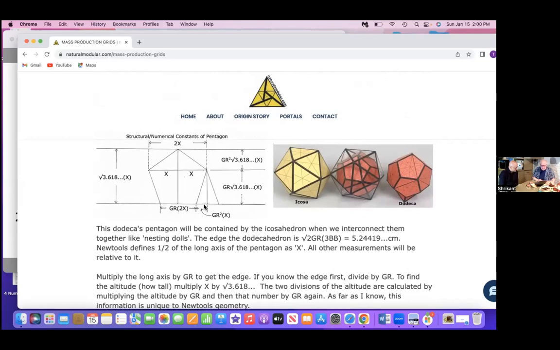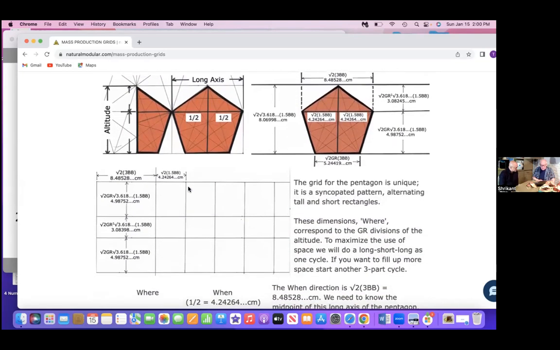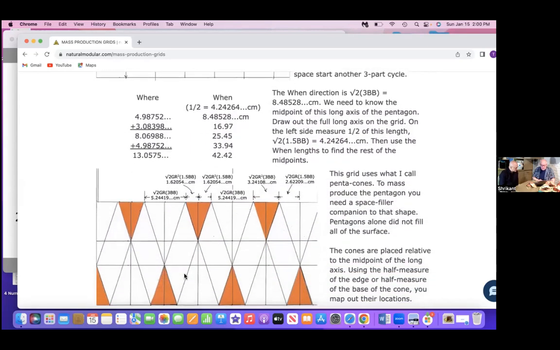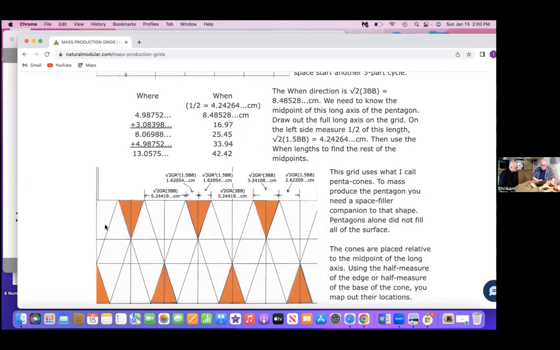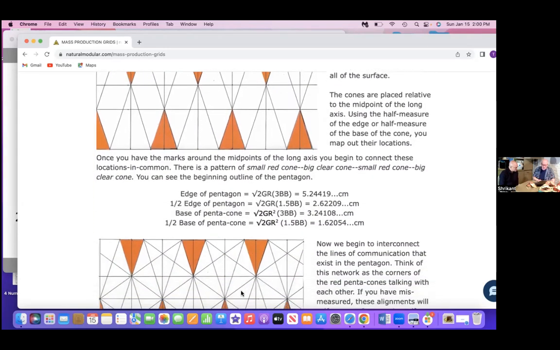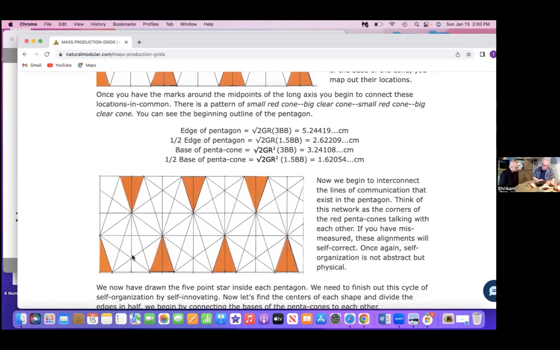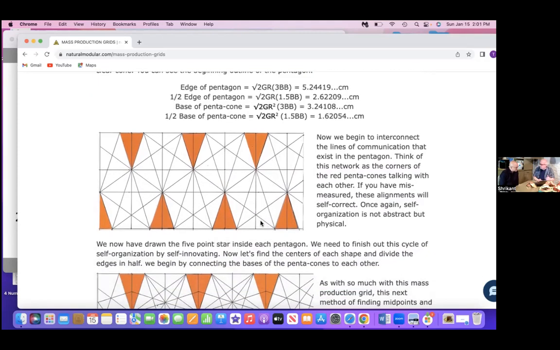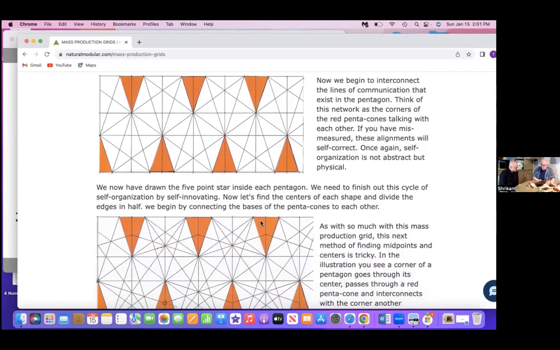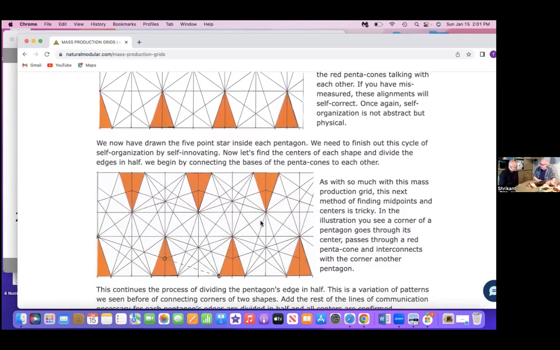Either do half of this one or half of this one on these lines here, and then you get the lines that make all of the cones. And so there's a big cone and a little cone, big cone, little cone. It's the syncopation. And then you just connect, it's just amazing. Here's the 5-pointed star. Wow. And this, if you've made mistakes in the pentagon, there's a lot of mistakes that are made, this realigns it.